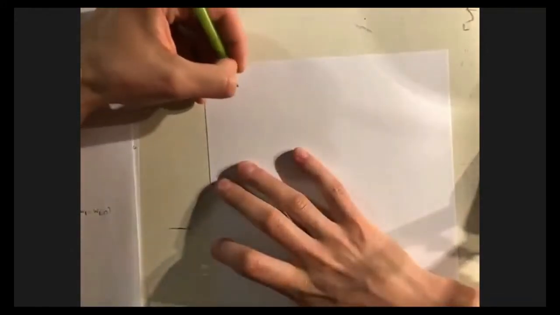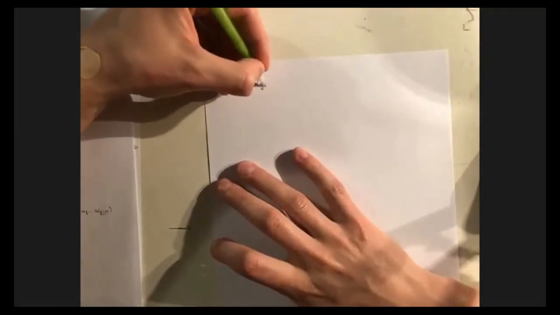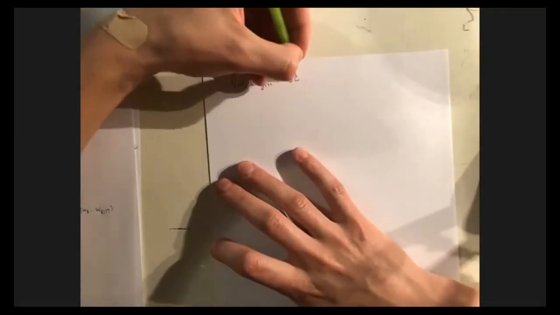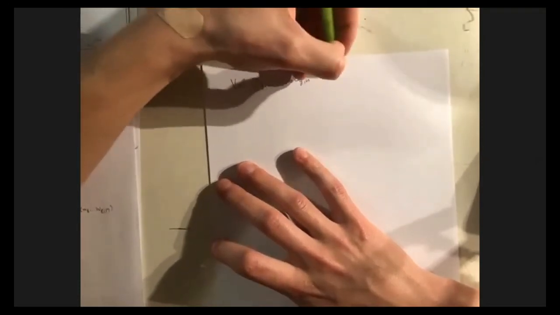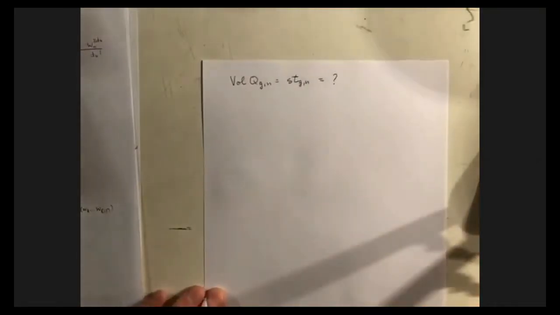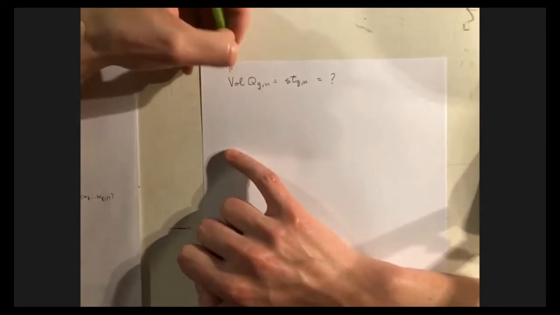Okay, so maybe now let's go to the result. What is the answer, or how can we obtain this number, the volume of QGN or the STGN? We need to prepare a little bit, and I need to give some definitions. So let me call it the main theorem.